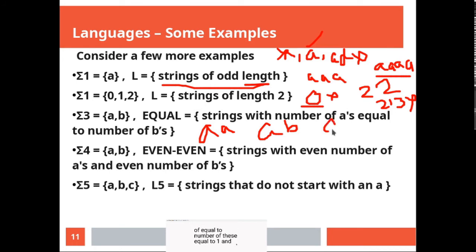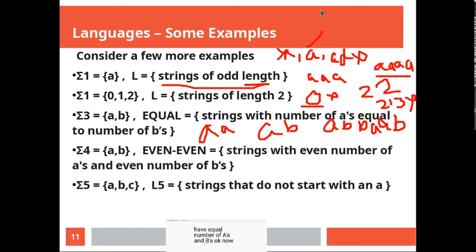And what about this? A, B, B, A, A. Is this a part of this language? Let's see. 1, 2, 3 A's and 2 B's. So this is not a part of the language. But if I do this, this is a part of the language. Why? Because we have an equal number of A's and B's, which is 3. So ordering is not important because we are not talking about any order here. We are just saying that it should have an equal number of A's and B's.